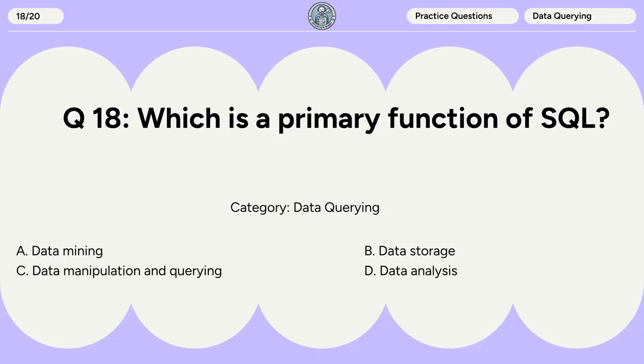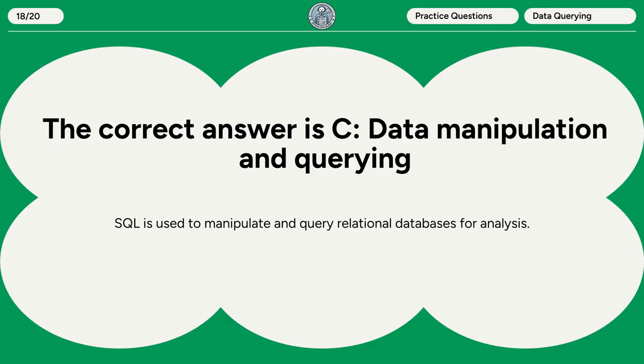Question 18. Which is a primary function of SQL? A. Data mining. B. Data storage. C. Data manipulation and querying. D. Data analysis. The correct answer is C. Data manipulation and querying. SQL is used to manipulate and query relational databases for analysis.